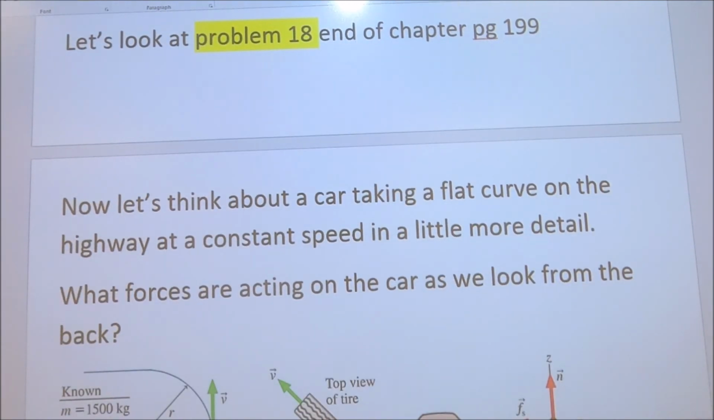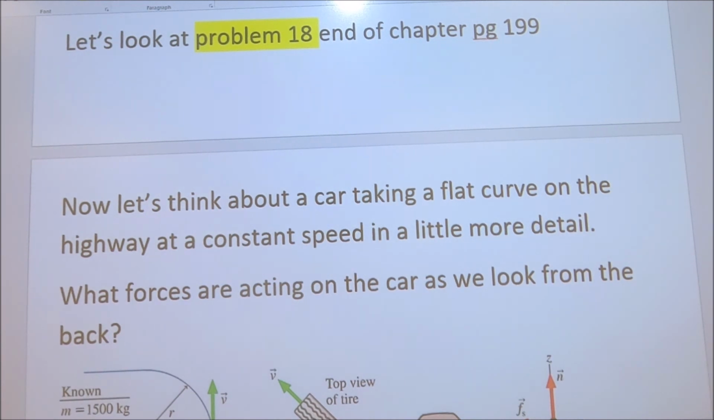Okay? So let's scroll down here. And we're going to look at problem 18 at the end of the chapter about a car going over the top of a hill. Well, I tell you what, you guys look at that. It's a really simple problem. I've got it solved for you. You guys try it on your own.